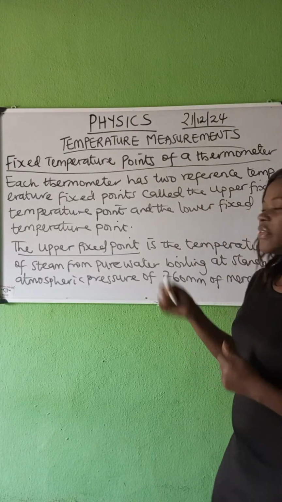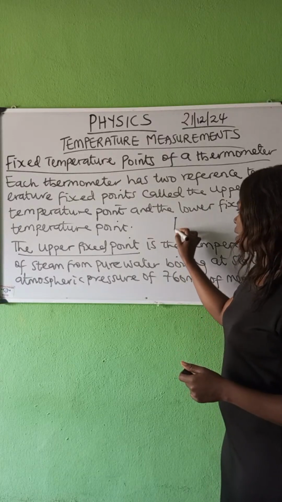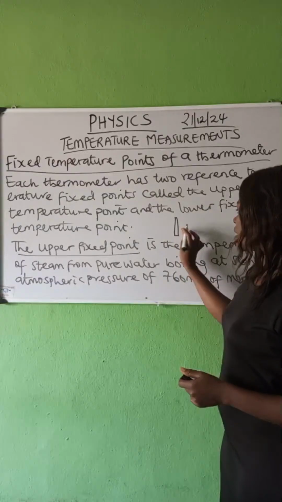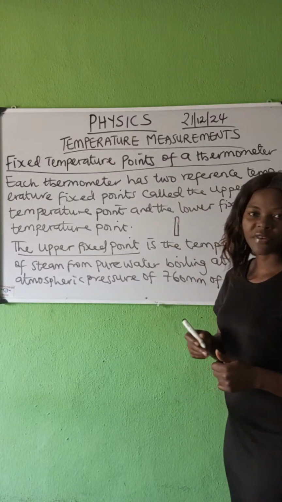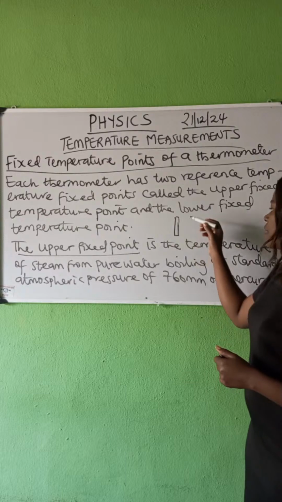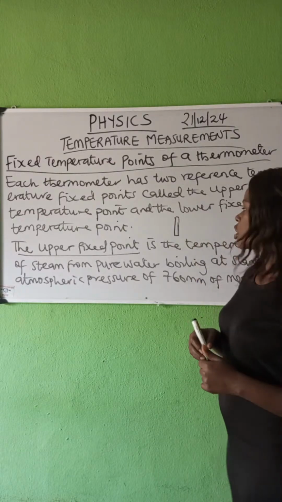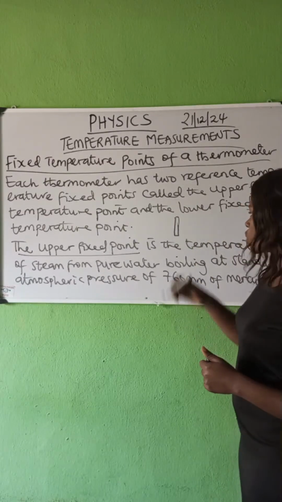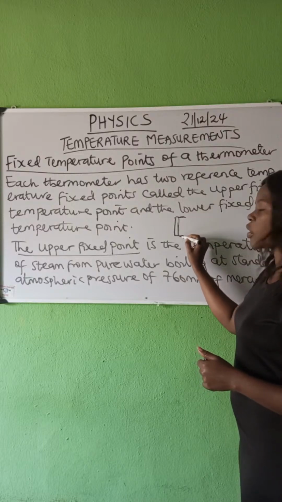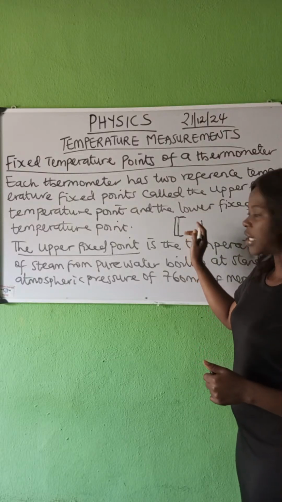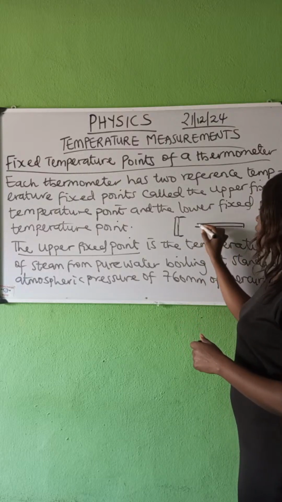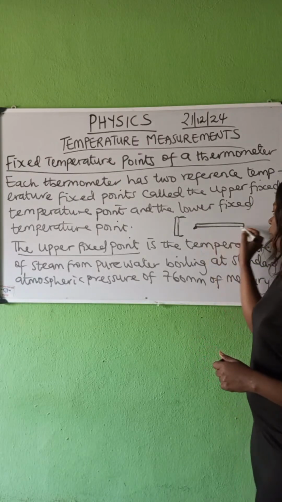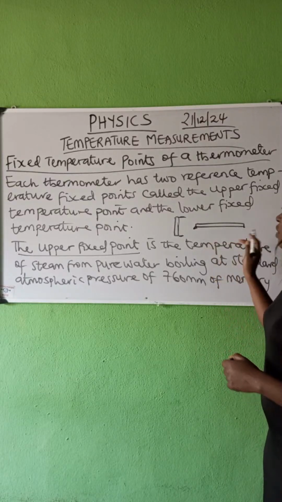So if this happens to be a thermometer, it must have an upper fixed point and a lower fixed point. Is that clear? If this is a thermometer, it must have an upper fixed point and a lower fixed point. So this should be upper, while this is lower. Do you understand? Because the thermometer is a straight apparatus. Now this is upper, while this is lower. That's what it's trying to say.